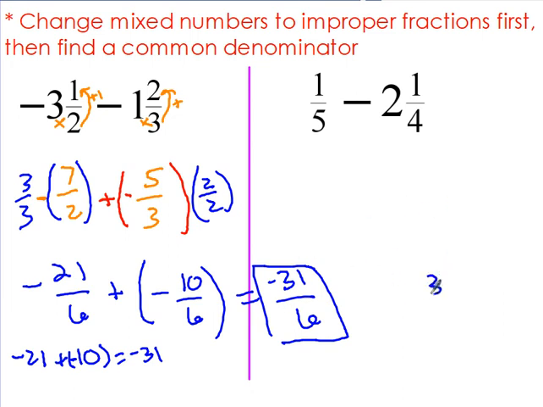But if it does ask you for a mixed number, I would do 31 divided by 6. 6 goes into 31 5 times. So I subtract 30. I'm left with 1. There's my new numerator. So it's -5 and 1/6.